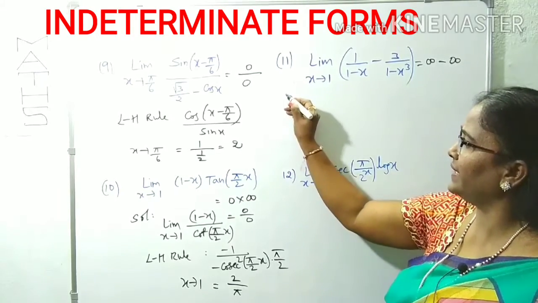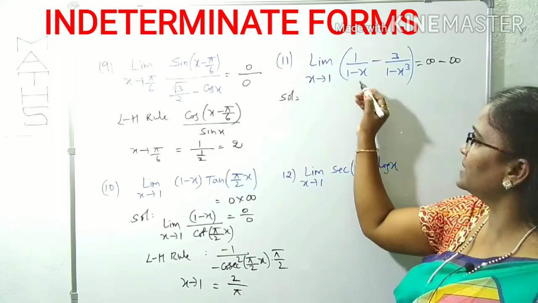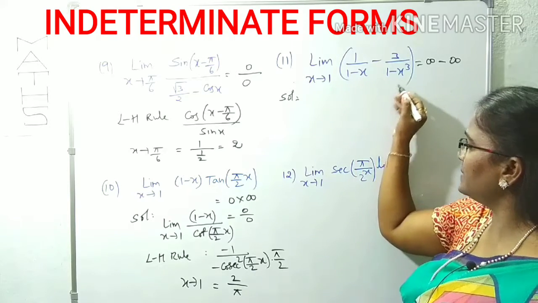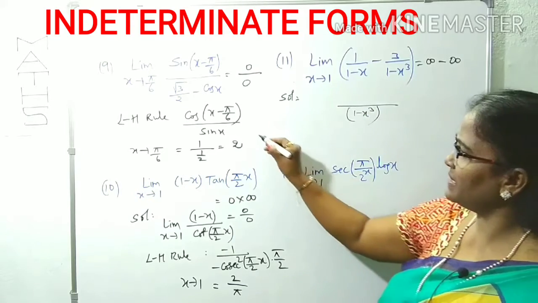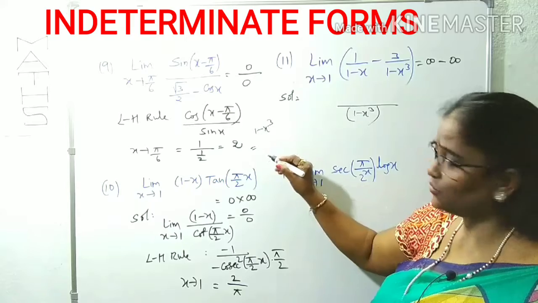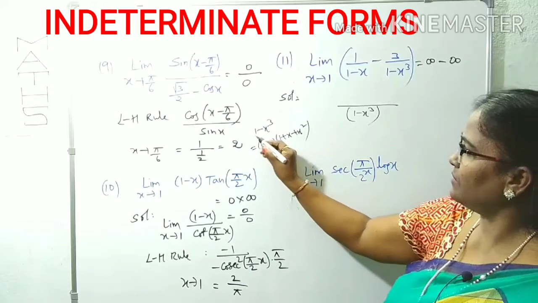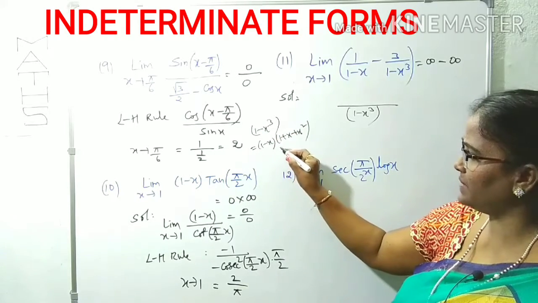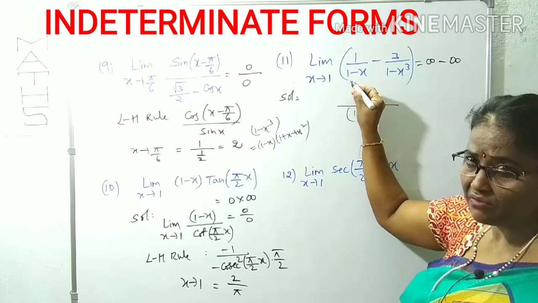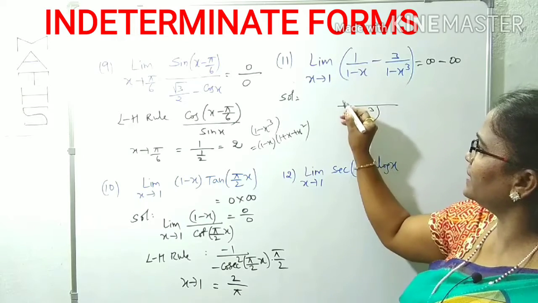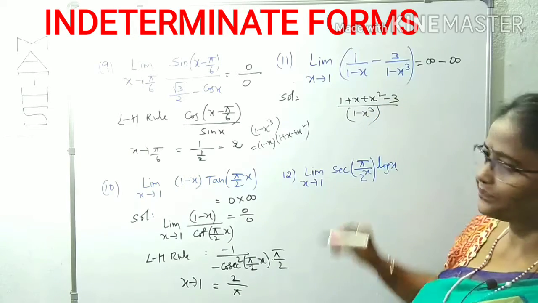For that, before applying the L'Hospital rule, take the LCM of the denominators. What are the denominators? 1 minus x and 1 minus x cube. What is the LCM here? 1 minus x cube is the LCM. What is 1 minus x cube actually? 1 minus x cube has 2 factors: 1 minus x times 1 plus x square, you know very well. Already 1 minus x cube is there, but here only 1 minus x is there. Here in place of 1, what can you write? This term, that is 1 plus x square, with minus 3 here.